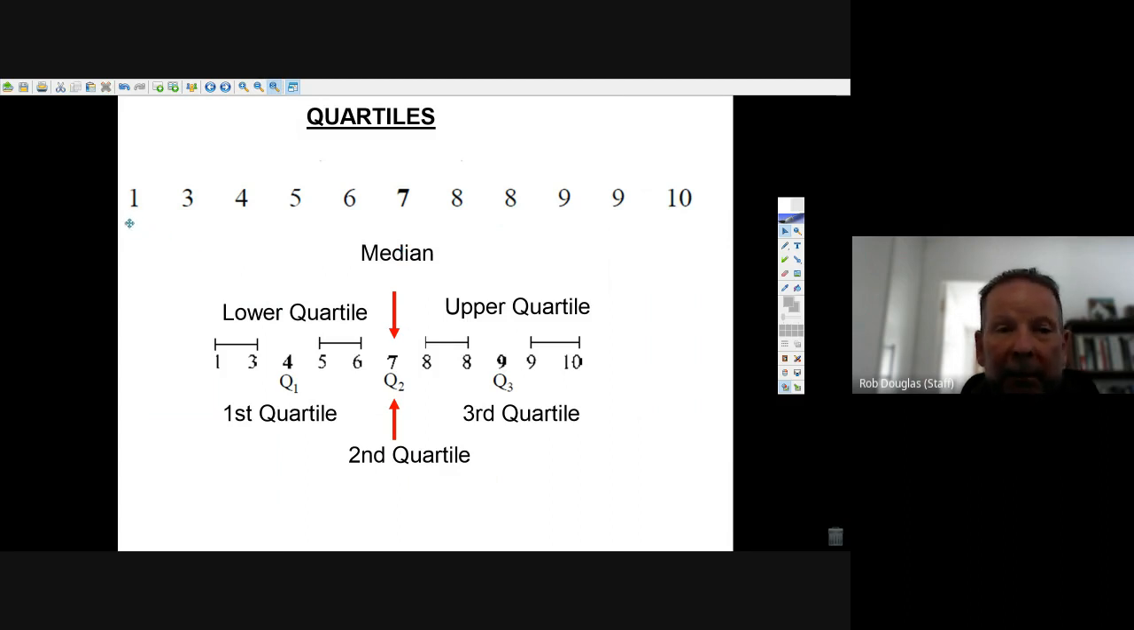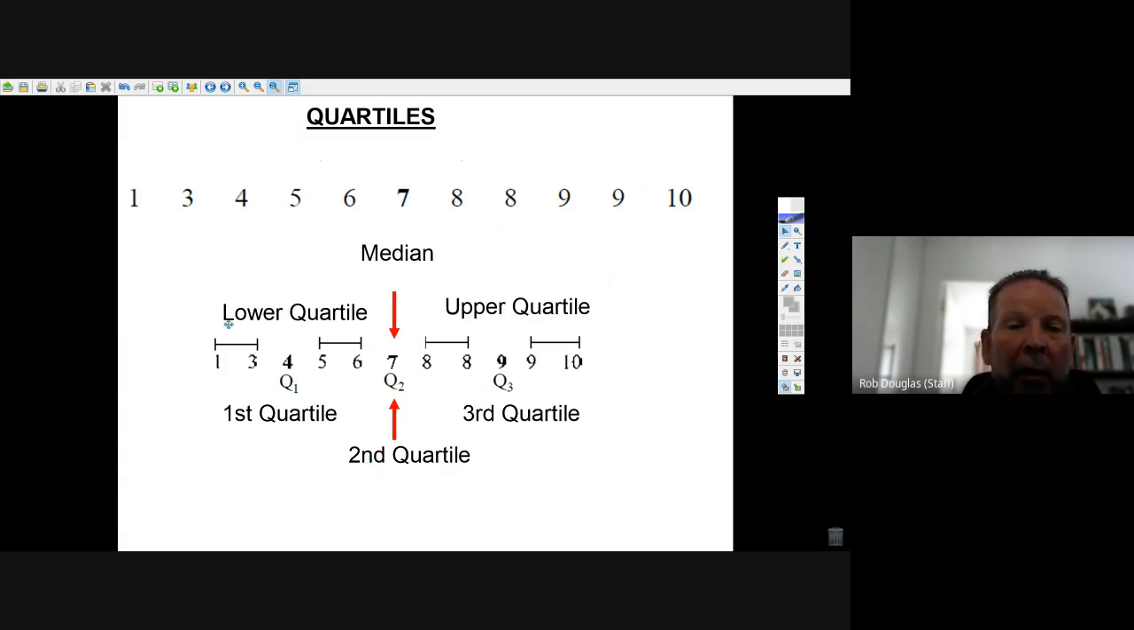All the median means is, as we've done before, the middle of the data. Here we've got 1, 2, 3, 4, 5, 6, 7, 8, 9, 10, 11 pieces of data. The sixth piece of data is this number 7, and it's right in the middle: 5 smaller and 5 bigger. It's called the median when the data is organized from smallest to biggest. So your median is 7. We also call that the second quartile.